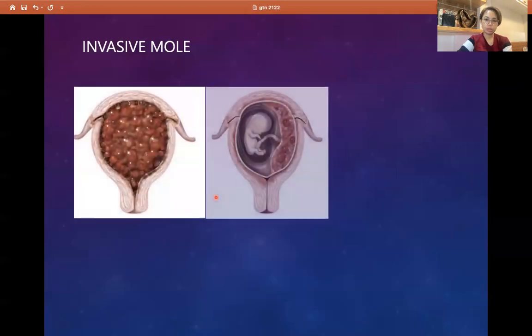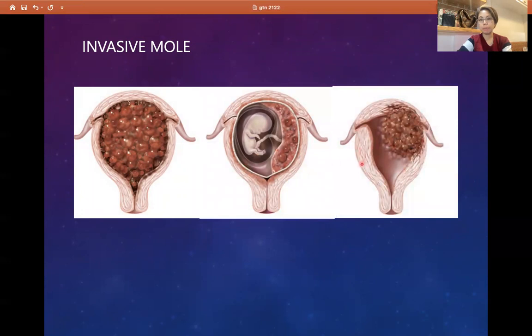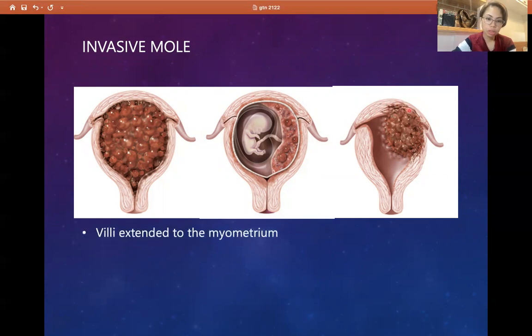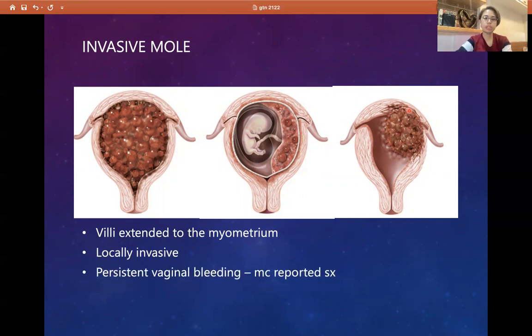Now, we talk first about invasive mole. As you can see, we compare these molar pregnancies. There is no interruption. It stays within the endometrial cavity, while the invasive mole, as you can see, has invaded the myometrium. So villi extended to the myometrium. So histologically, what do we see? The site of trophoblast, in situ site of trophoblast, and the chorionic villi. And it just happened that it extended into the myometrium, and so the diagnosis is an invasive mole. Again, locally invasive because it went beyond the endometrium.